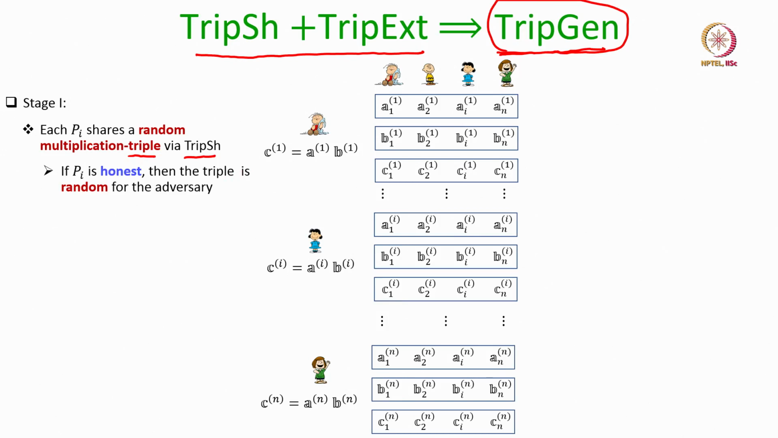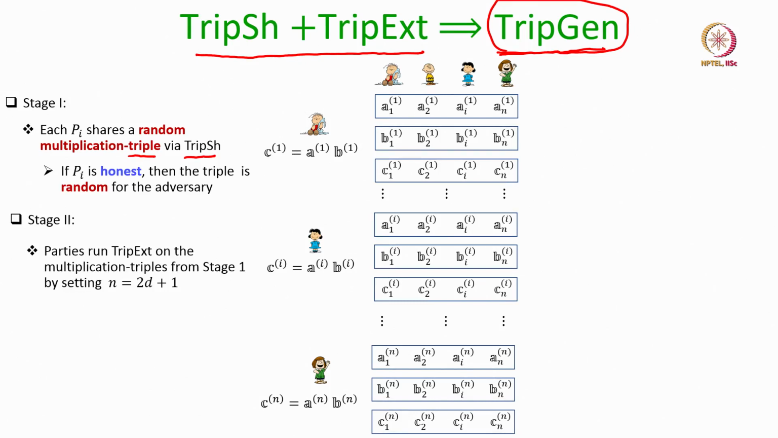Moreover, even if Pi is corrupt, the verifiability of the triple sharing protocol guarantees that it has shared a multiplication triple. But in that case, since the party Pi is corrupt, it may not share a random triplet; it could share a multiplication triplet whose distribution is not random. But if party Pi is honest, then in its instance of the triple sharing protocol, it is bound to share a random multiplication triplet about which the adversary will have absolutely no idea.